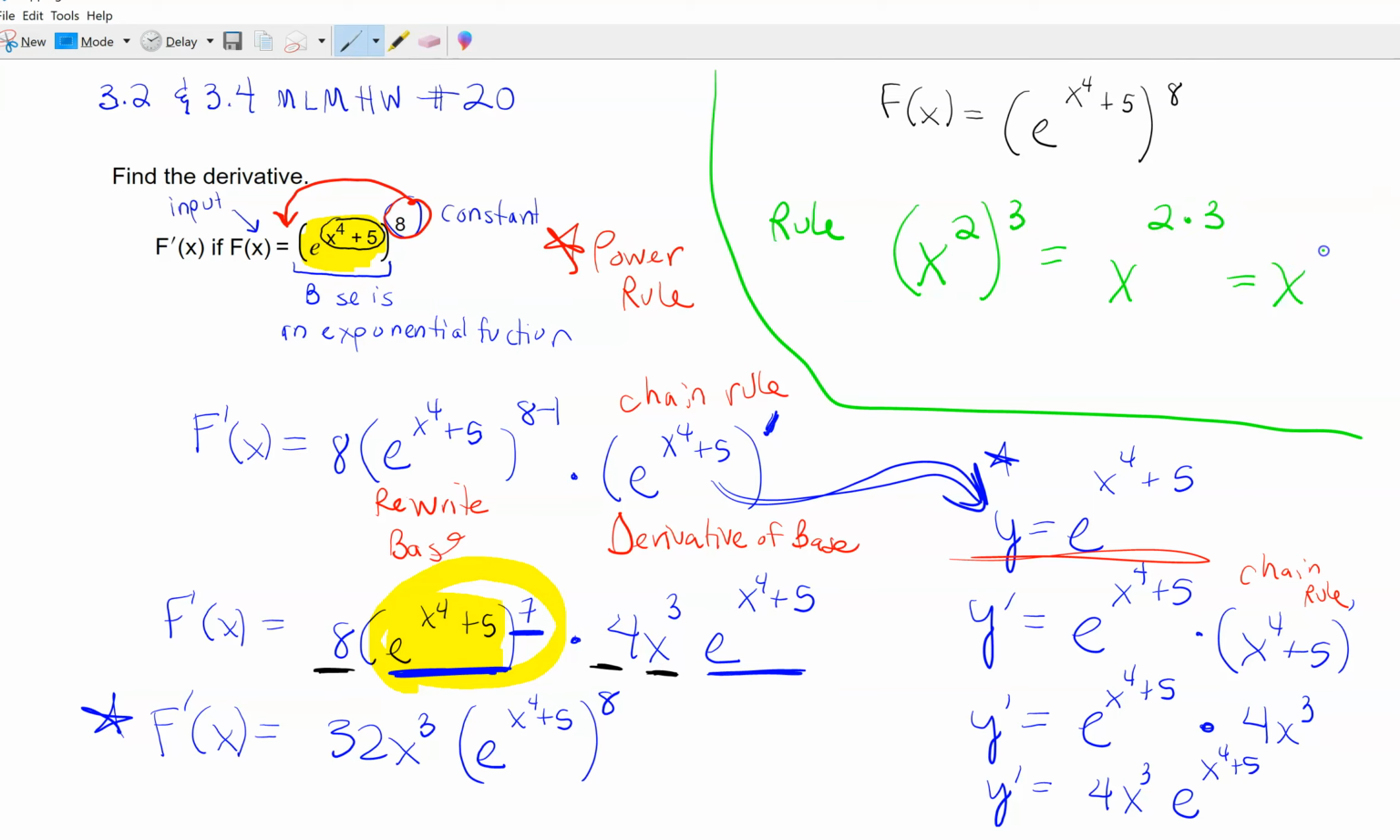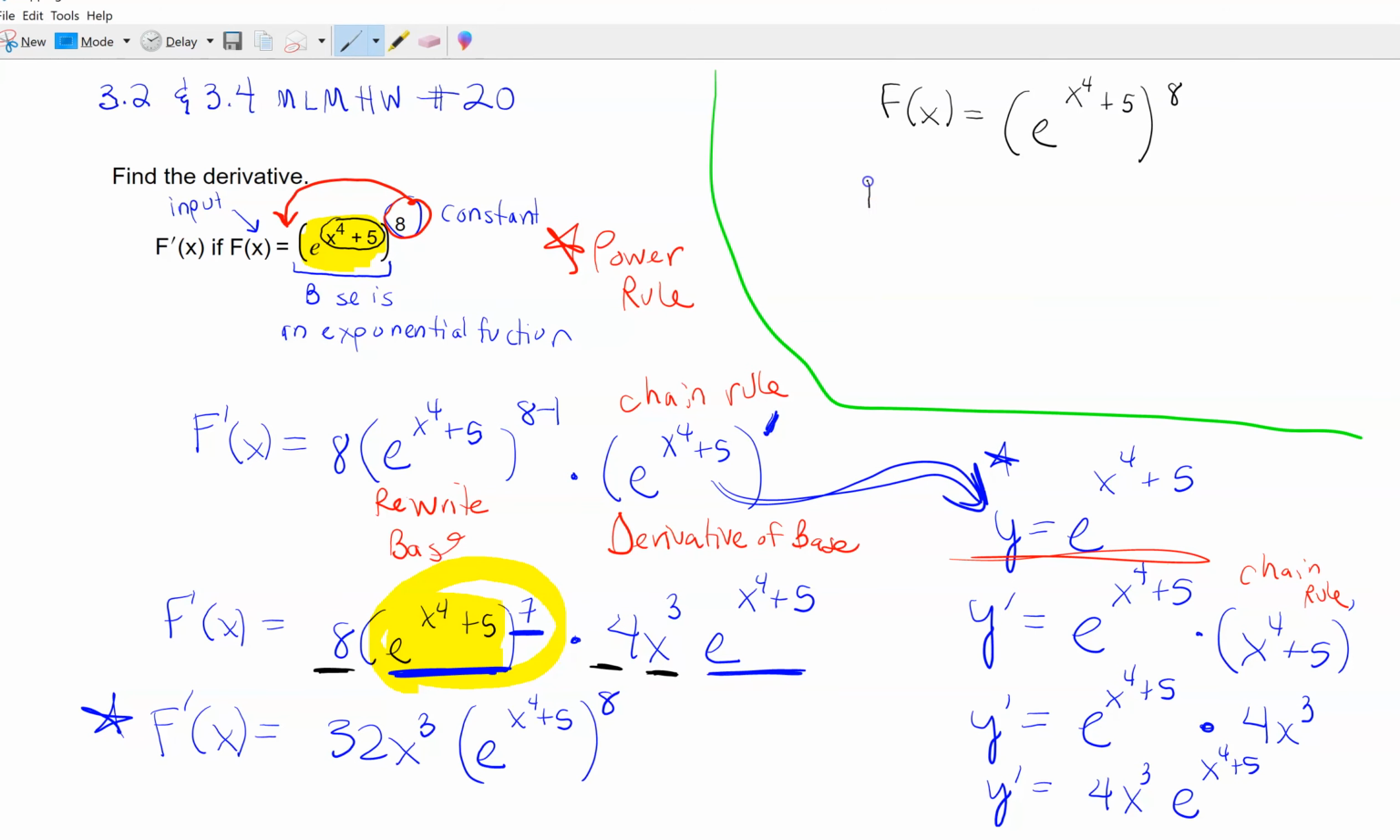We're using this rule and applying it to our original function, because in our original function, we have base e raised to a binomial exponent, and all of that's raised to the power 8. So let's take a look at cleaning that up using my rule.